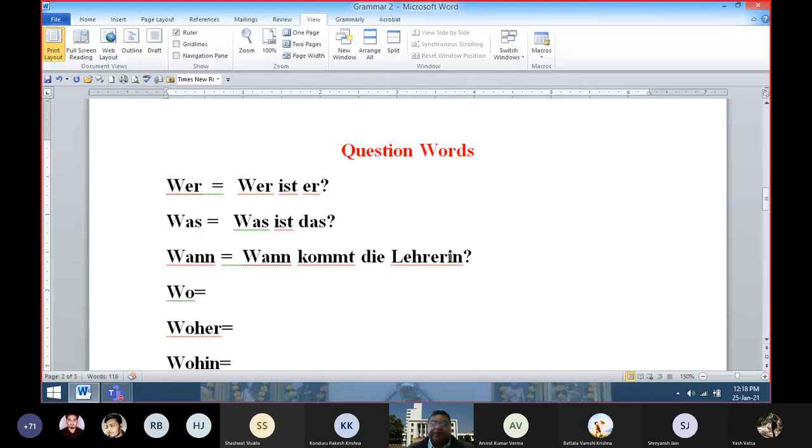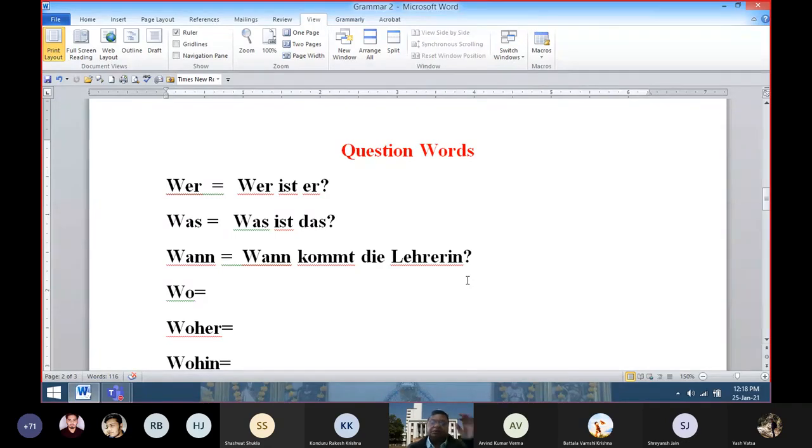So this is the way we make the feminine. I have put in, because when we say teacher in English, it may be a man, it may be a woman. But here in German, for a man, we use der Lehrer, and for a woman, we use die Lehrerin.